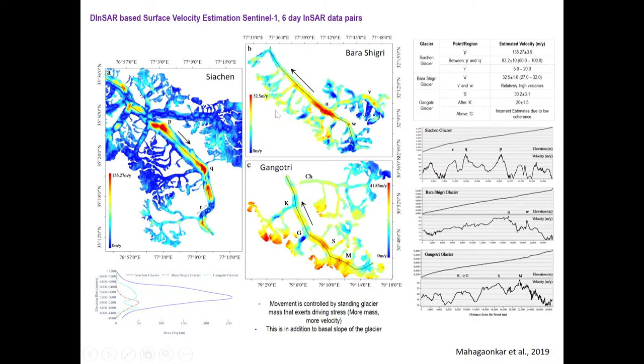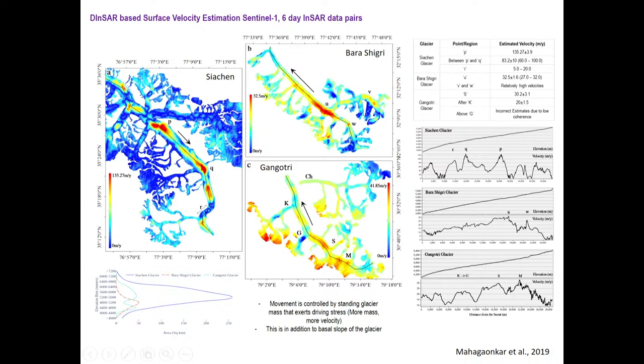It is 32.5 meters per year for the Bada Shigri Glacier, and 135-something meters per year for the Siachen Glacier. So you can see the Siachen has more area under the higher altitude region, and thereby the velocity is higher in the Siachen Glacier.